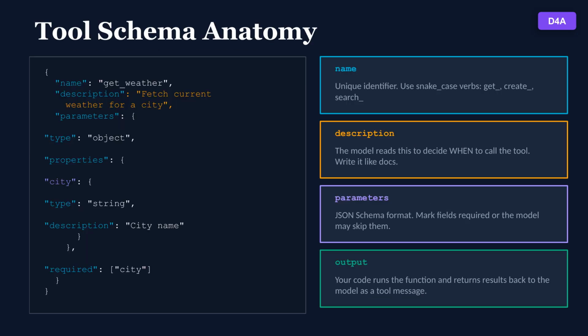Let me show you what a tool schema looks like. It has 4 parts. Name. Use snake case verbs like get_weather or search_database. Description. This is what the model reads to decide when to call the tool. Write it like documentation. Parameters. JSON schema format. Define types, descriptions, and mark fields as required. If you don't mark them required, the model might skip them. Output. Your code runs the function and returns the result back to the model as a tool message.